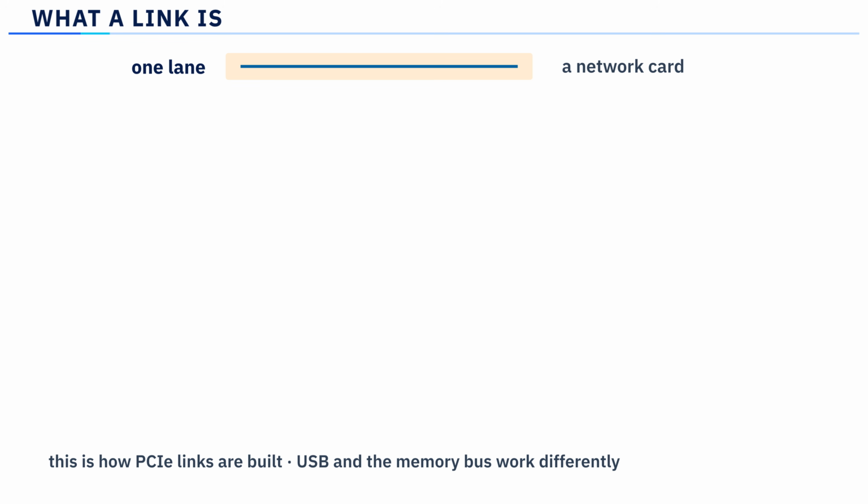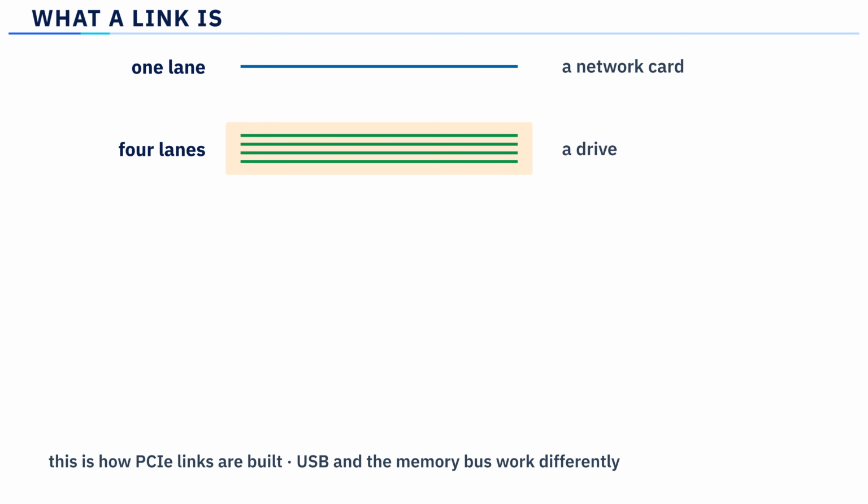Start with the smallest thing there is. This is one lane, a pair of wires carrying bits one after another in single file. One lane is plenty for something like a network card. And a quick warning: this is how one family of links is built, the ones marked PCIe on the picture. Your keyboard's cable is a different kind of link with its own rules. Not everything on that board is made of these.